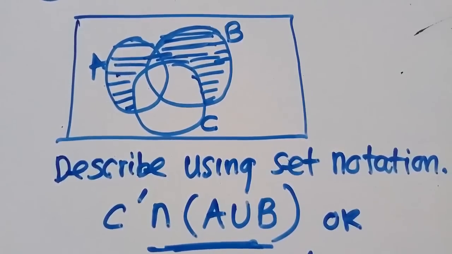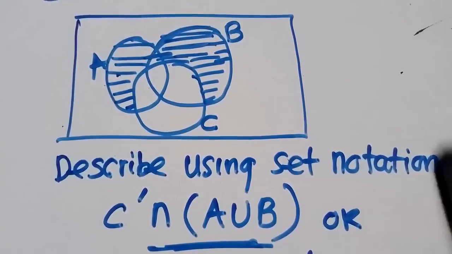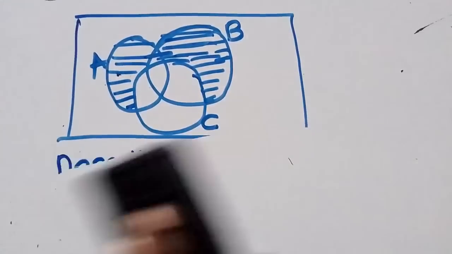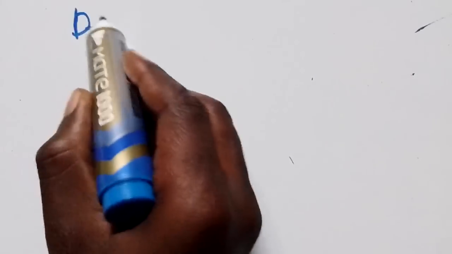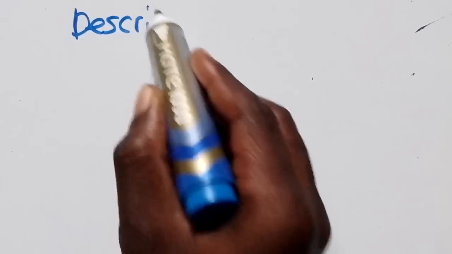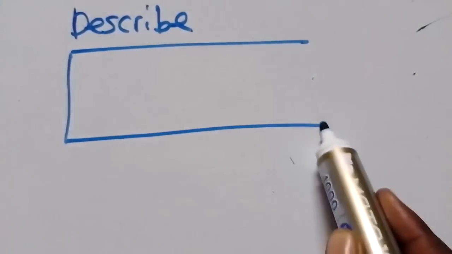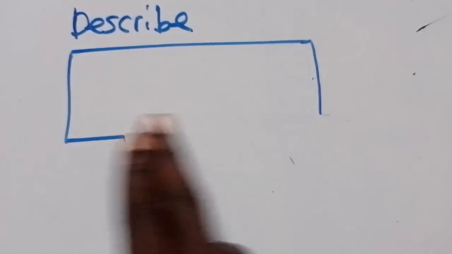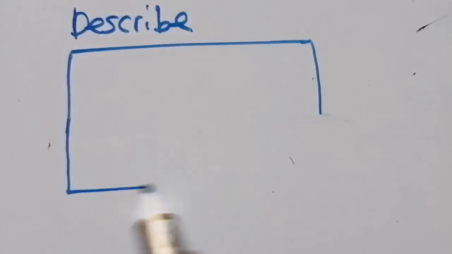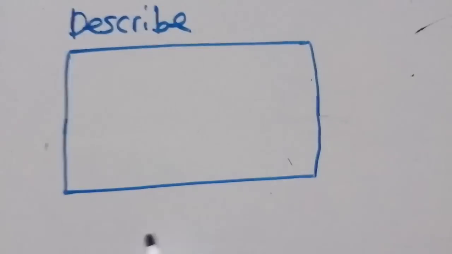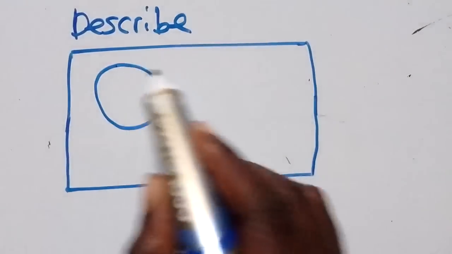So I'll leave you with two questions here which you are going to practice, then we are done. So this one I want you to describe. You know that you are describing using set notation. I want you to describe what I'm going to shade in here.